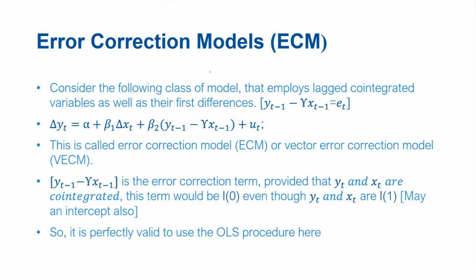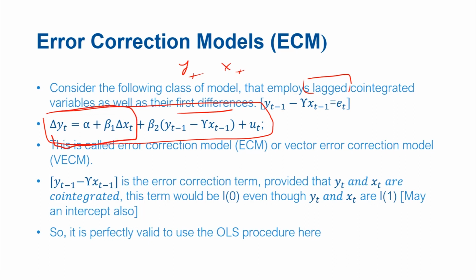The idea here is that if two series such as yt and xt are co-integrated, then we can combine their lagged values and their first differences to find this kind of model, which is a combination of this first component short term and also their lagged values, which essentially captures their long-term relationship. So if they are co-integrated, we can say that there exists a combination like this, which is a long-term relationship.